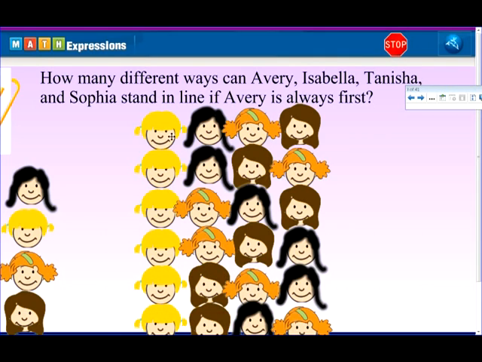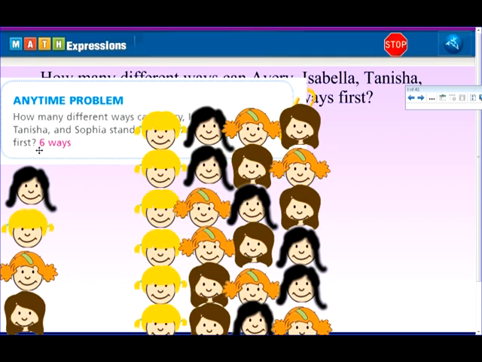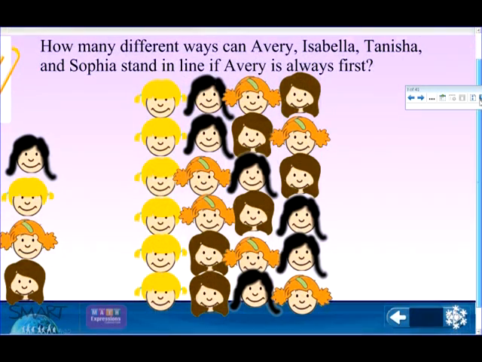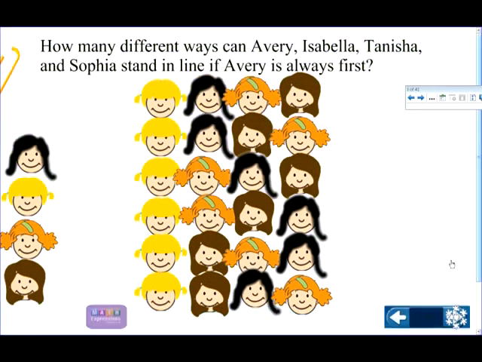Let's count how many we did. We have 1 row, 2 rows, 3 rows, 4 rows, 5 rows, 6 rows. So the answer is there are 6 different ways that they can stand in line if Avery is always first. And that's the right answer, 6 ways. Good job.